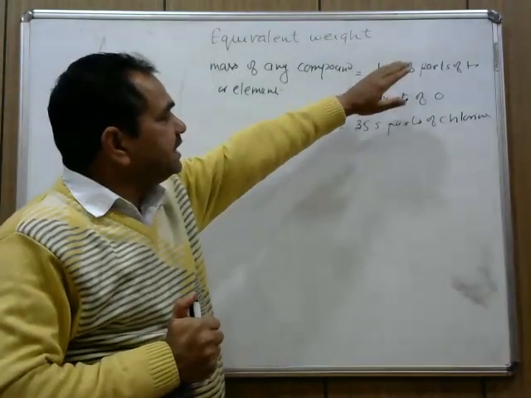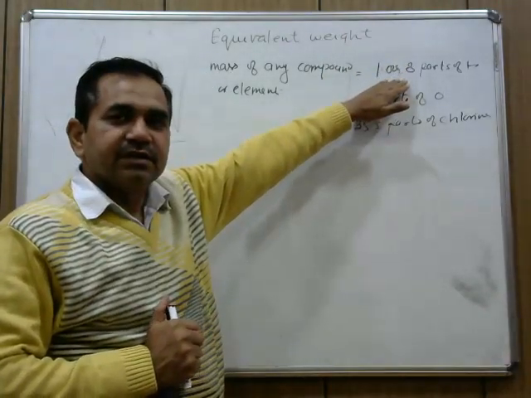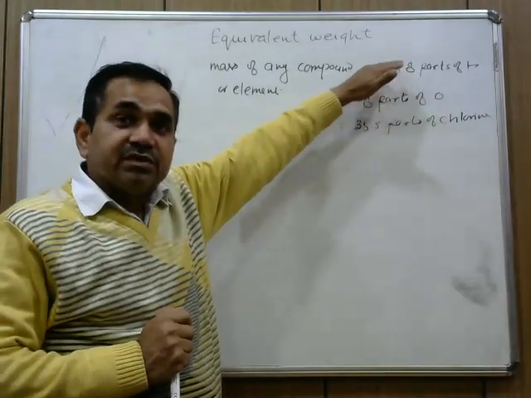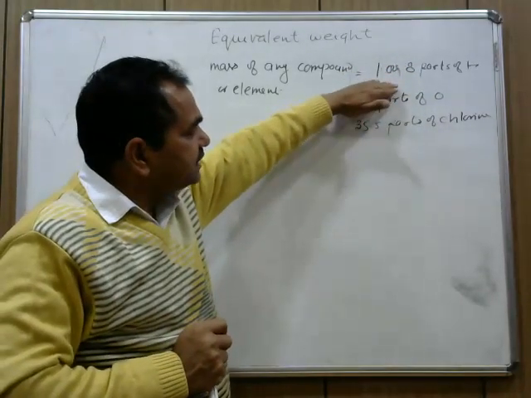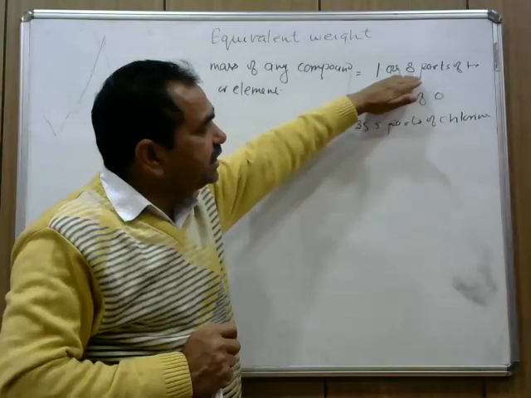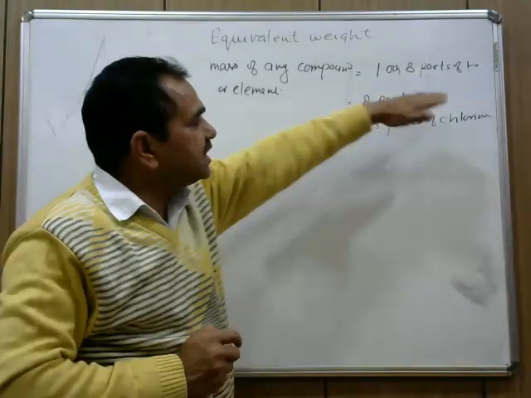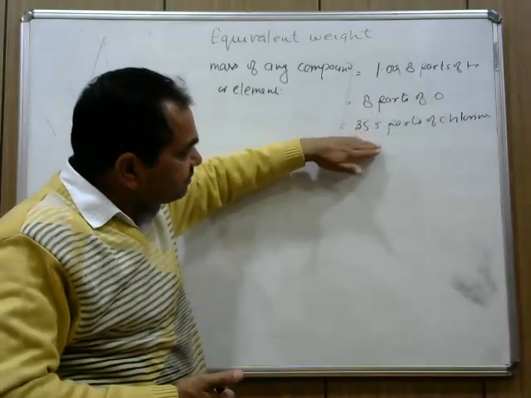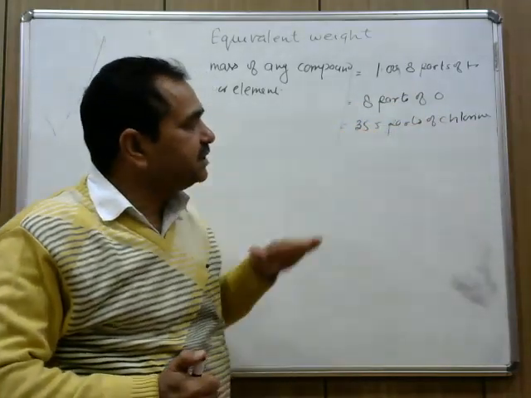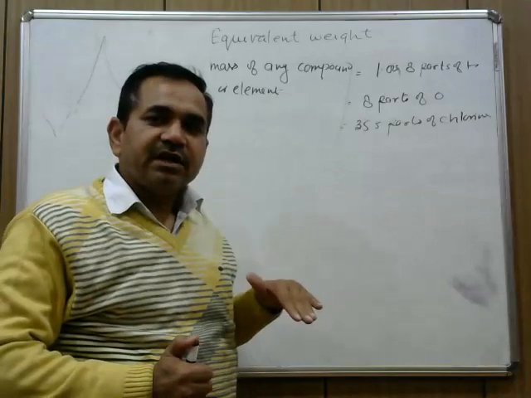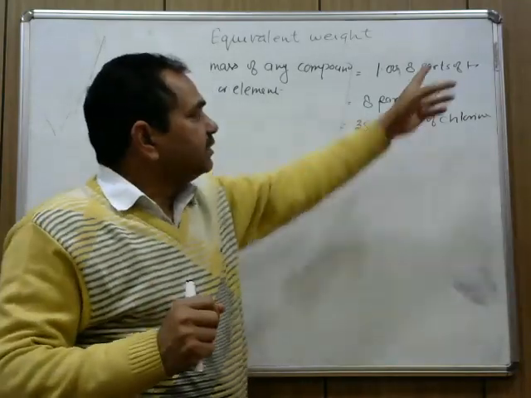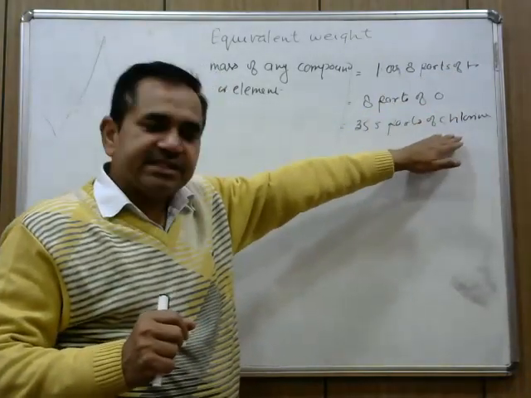Means the weight of any element or any compound which is required to react with 1.008 parts by mass of hydrogen, or 8 parts by mass of oxygen, or 35.5 parts of chlorine is called its equivalent weight. Why these three elements are taken as standard?